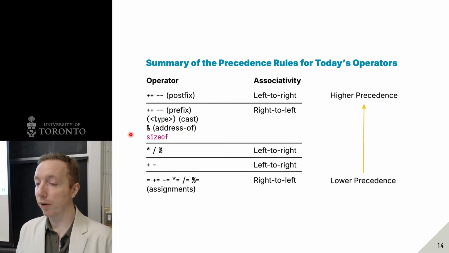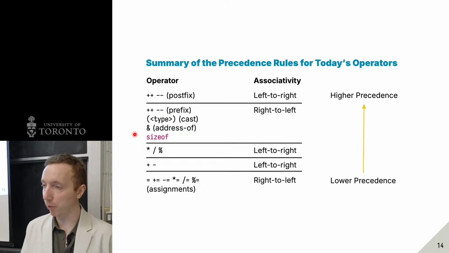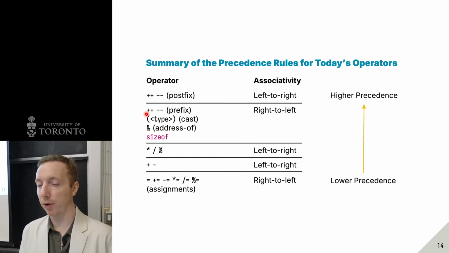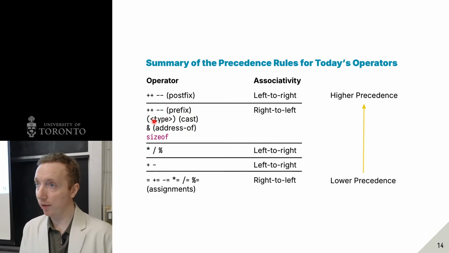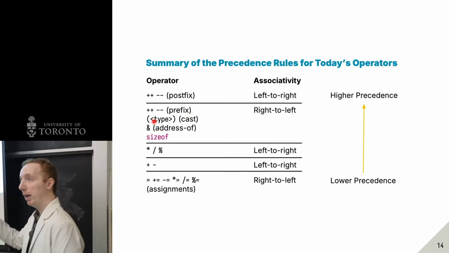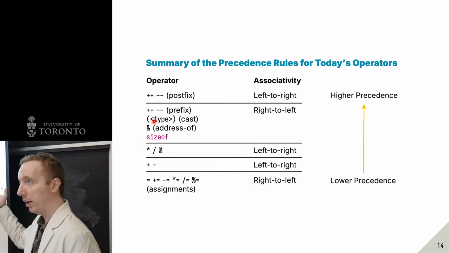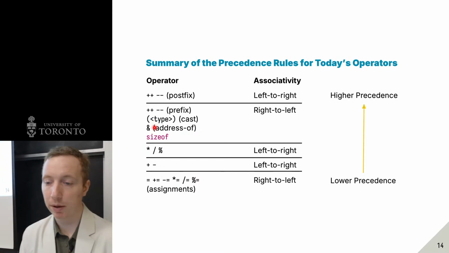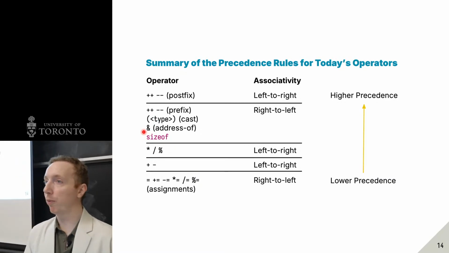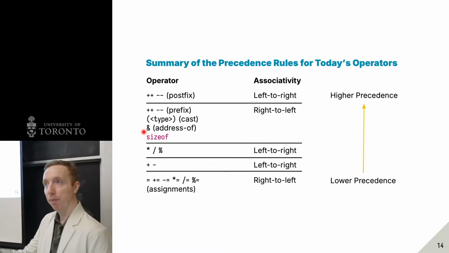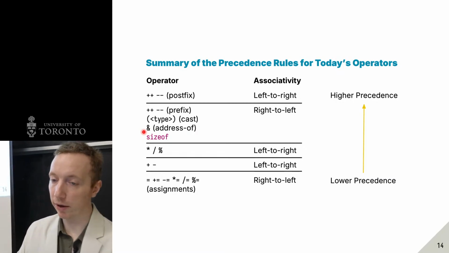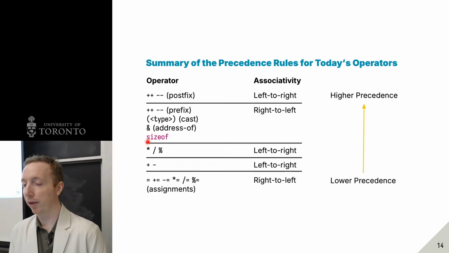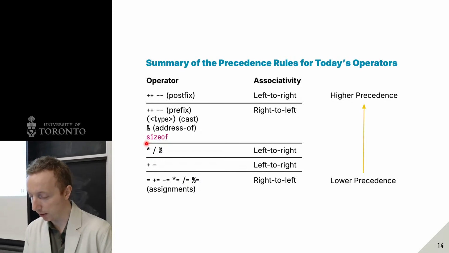So this level is all the unary operators that only take one argument. So I have the prefix ++ and --, the typecast, so changing the type of a value or variable to a different type. And then what we saw before, the ampersand, that's address-of, to get the address of a variable. So that's also an operator. And also sizeof is another operator.